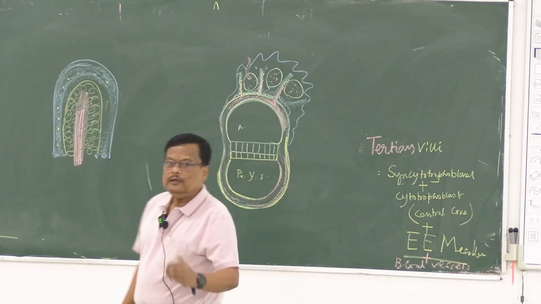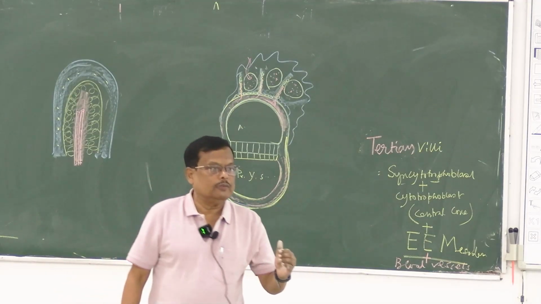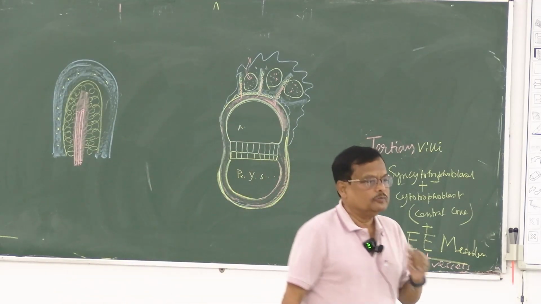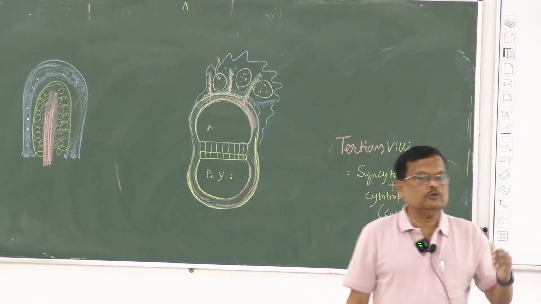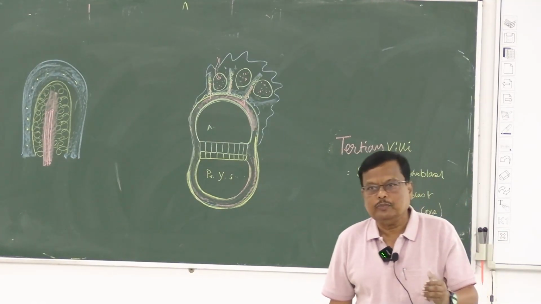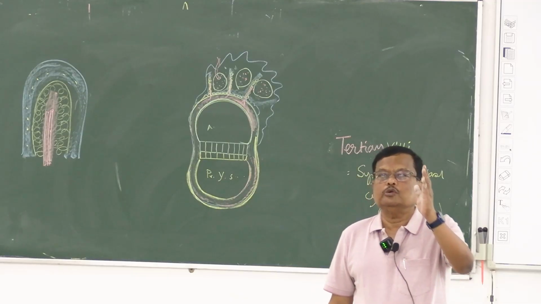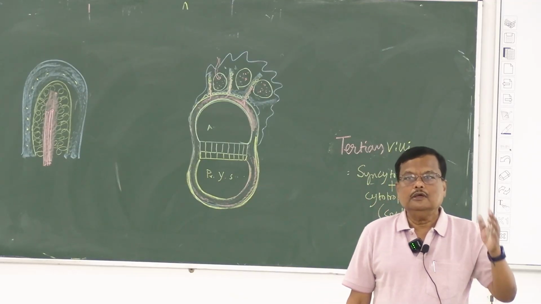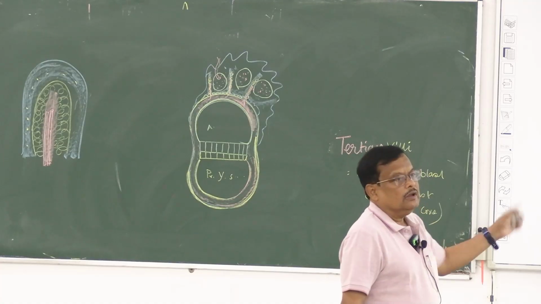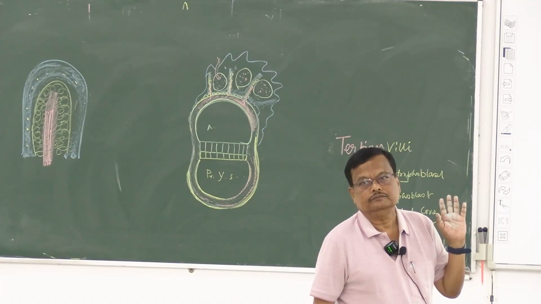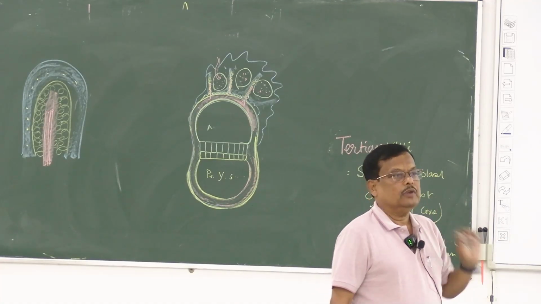So primary villi: syncytiotrophoblast plus cytotrophoblast. Secondary villi: syncytiotrophoblast, cytotrophoblast, extraembryonic mesoderm. Tertiary villi: syncytiotrophoblast, cytotrophoblast, extraembryonic mesoderm plus blood vessels. Blood vessels will develop there.